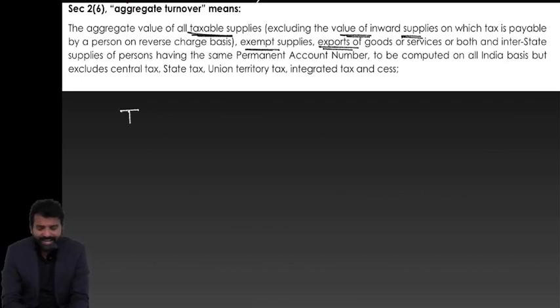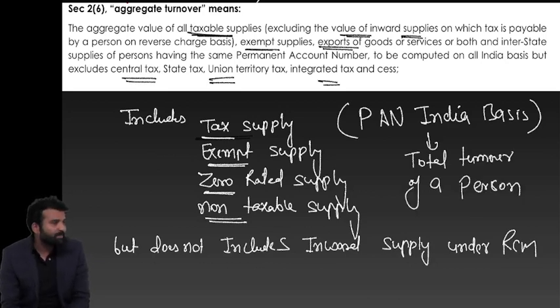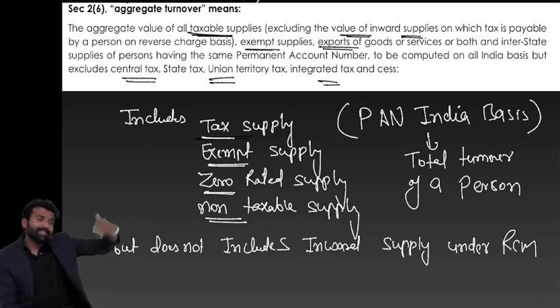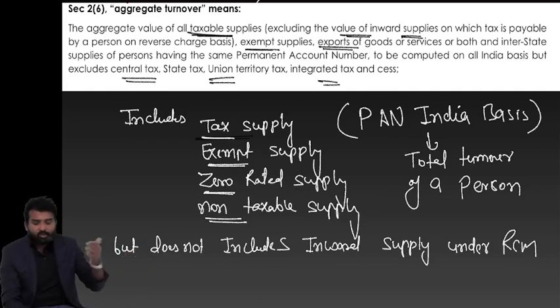That is what I have explained right now. Aggregate turnover includes taxable supply, exempt supply, zero rate supply, and non-taxable supply, and it should be calculated on a pan-India basis, but it does not include inward supply under RCM. This is very important. Turnover will not include inward supply under RCM. Of course, it should not be included in my turnover because it is not my sale, it is my purchase. I am paying the tax, but I am paying the tax as a receiver, not as a seller. So inward supply under RCM should not be included in aggregate turnover.